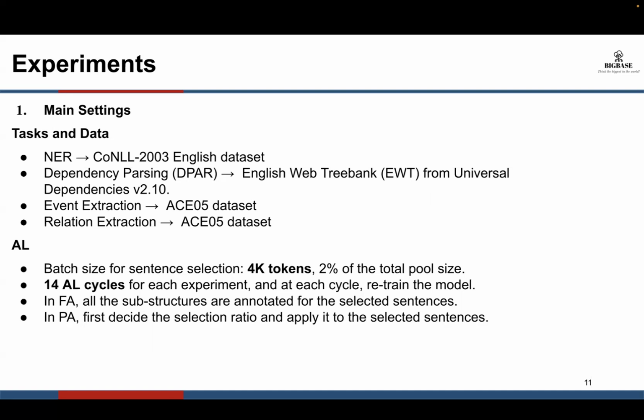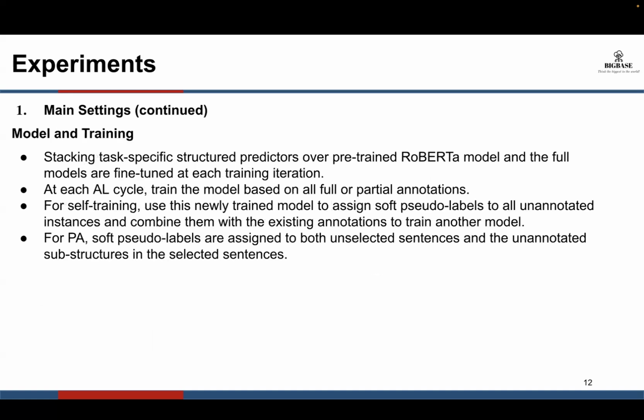And in full annotation, all the substructures are annotated for the selected sentences. And in the partial annotation, they first decide the selection ratio and then apply it to the selected sentences. And for the model and training, they use a pre-trained Roberta model, but they stack the task-specific structure predictors over this model, and the full models are fine-tuned at each training iteration. And at each active learning cycle, they train the model based on all full or partial annotations.